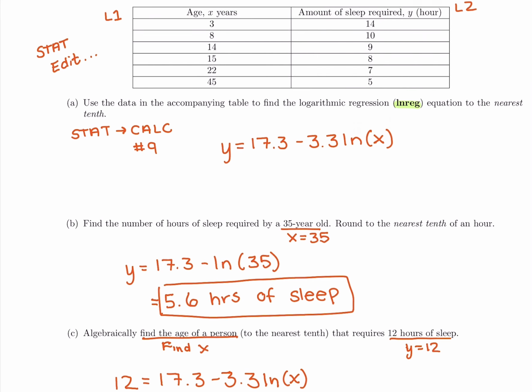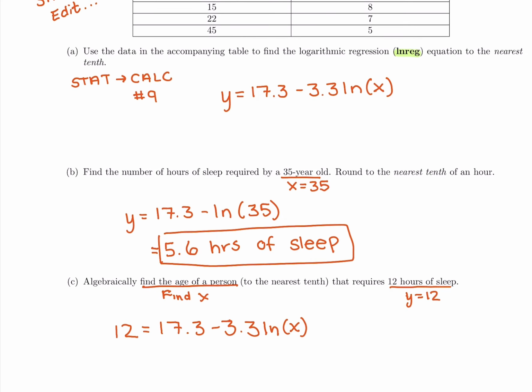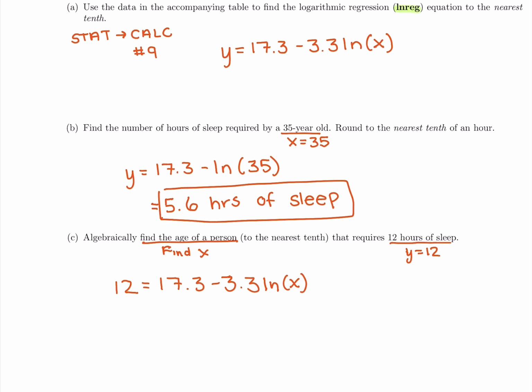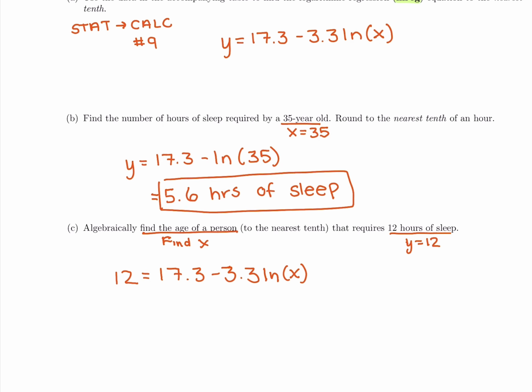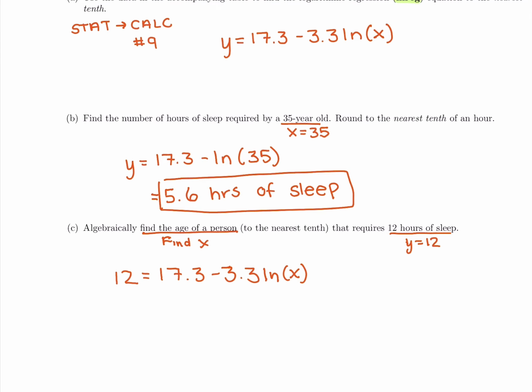So we can look at the chart and see, well, 14 hours of sleep is for a 3-year-old, 10 hours of sleep is for an 8-year-old. So we're probably looking at somebody between 3 and 8 years old that needs 12 hours of sleep. And we're going to use our equation and solve for the log to see what X value we actually get. So we want to solve a logarithm, which means we want to first isolate the log, get it on one side by itself, and then we're going to use base e to get rid of the ln. So I'm going to get ln on one side by itself.